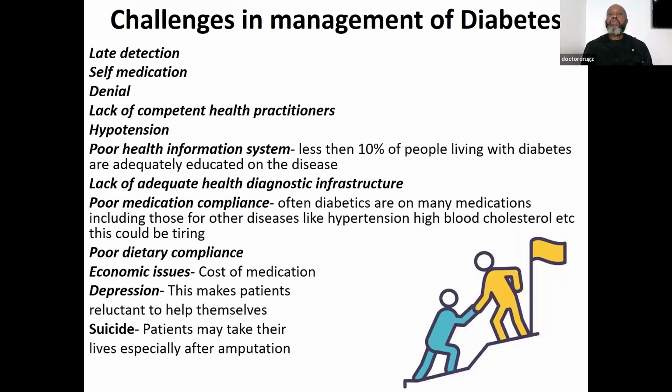Now, what are the challenges in the management of diabetes? Late detection is also a problem, because of overconfidence. When nobody has diabetes in the person's generation, you will not believe that it's possible to have diabetes, probably as a result of stress. Self-medication is also a problem.